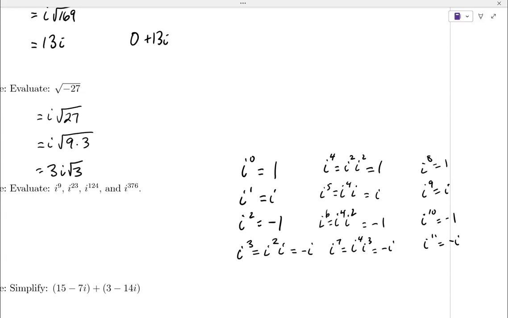So we've already computed i to the 9th. We did that the longhand. But what if we want to do i to the 23rd? When I divide 23 by 4, what do you get for a remainder? It's 3, right? 4 times 5 is 20, and you get 3 left over. If you don't want to try to figure it out in your head, use a calculator.